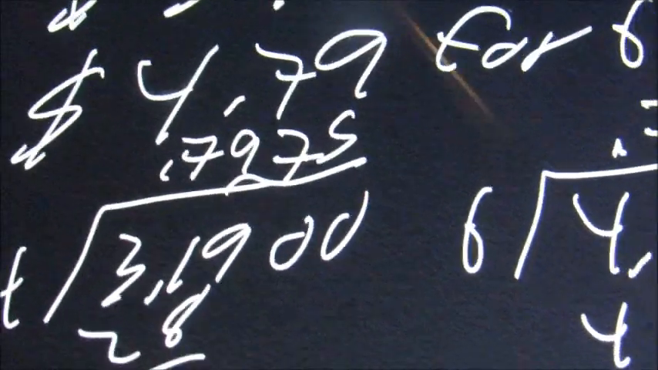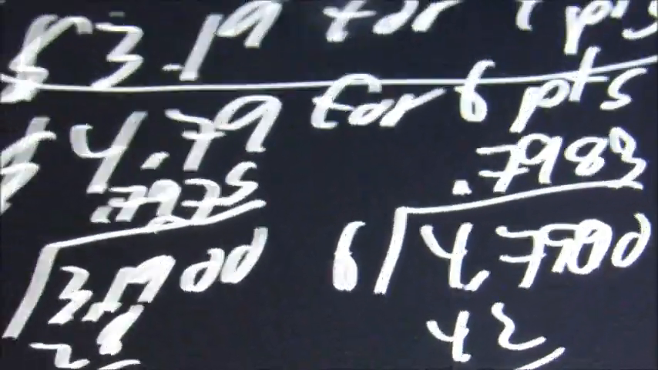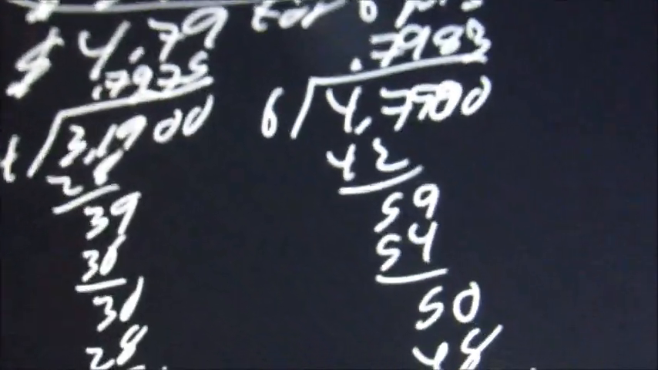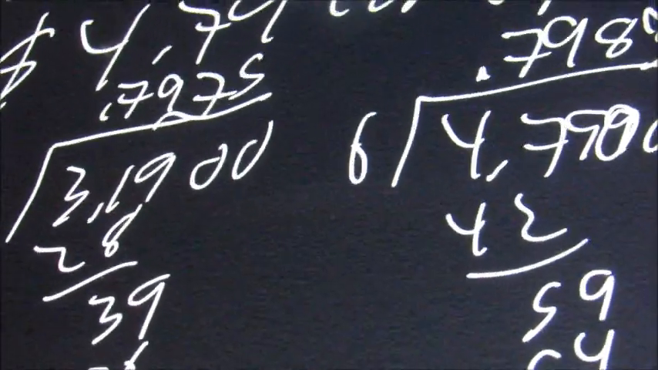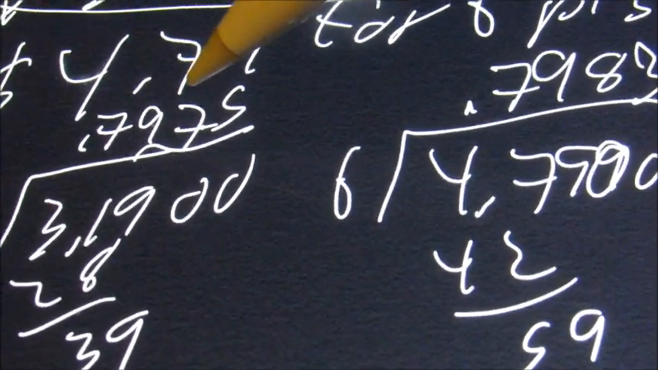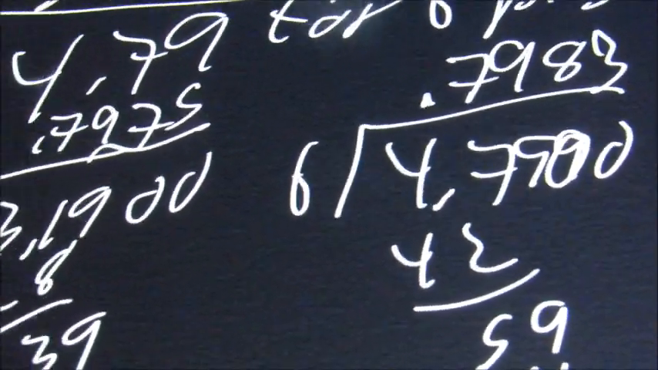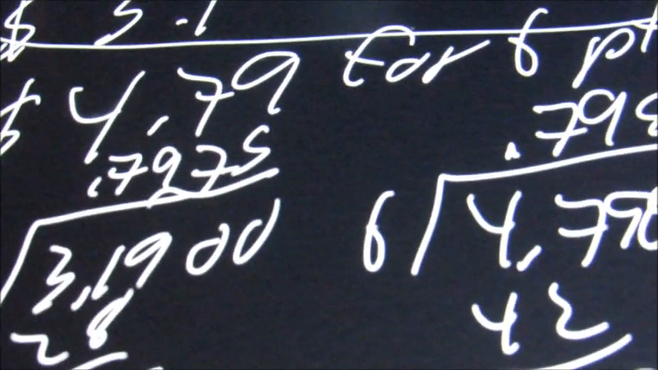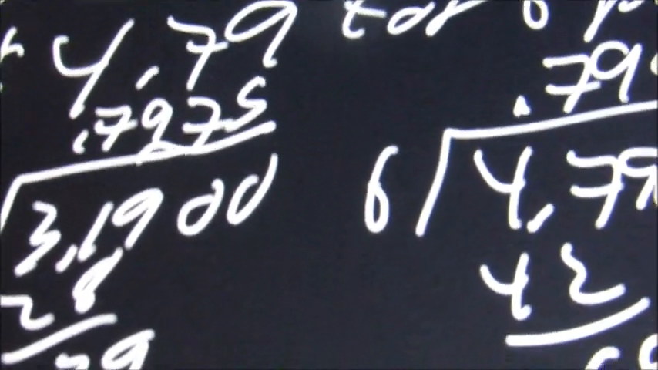So the $3.19 for 4 pints in this situation is better. Like you see, you have to go more than to the nearest cent on these. They're very close, but the ones that you get are going to be more like this.